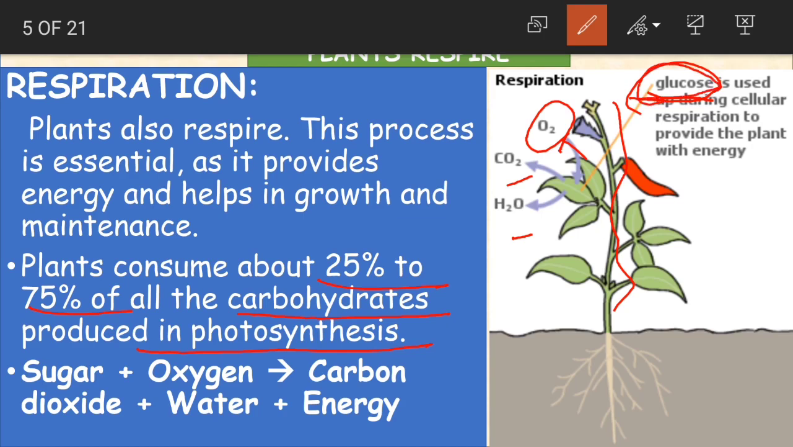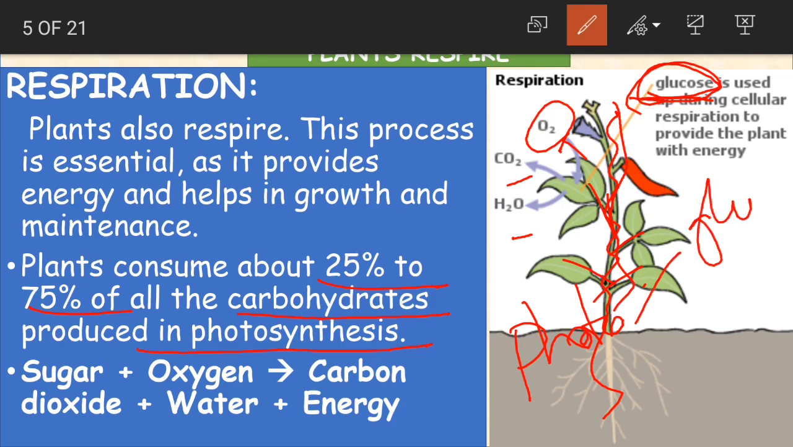This glucose is going to break down, and with the help of oxygen, it is going to supply the energy to all the parts of the plant. Clear, children? It is clear for you. So when photosynthesis is happening, what is resulting? We are getting glucose, and we are getting O2, that is oxygen.